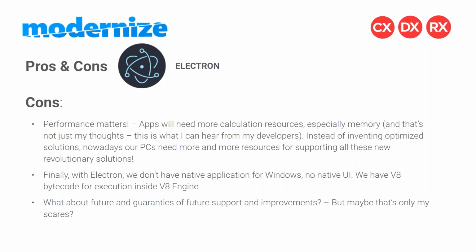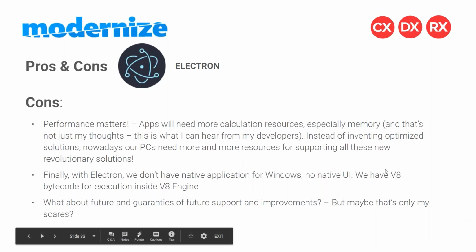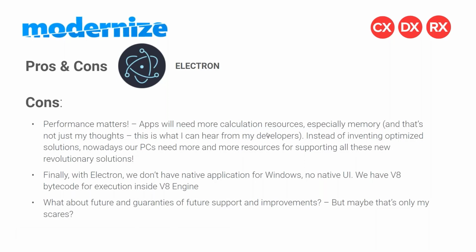And finally, with Electron, we don't have a native application for Windows. No, we don't have native UI. And we have V8 bytecode for execution inside the V8 engine. And maybe it's only my fear, but what will we have in the future? Maybe this revolutionary technology again will be stopped and support will be stopped. I don't know.